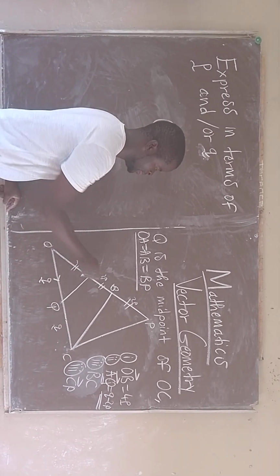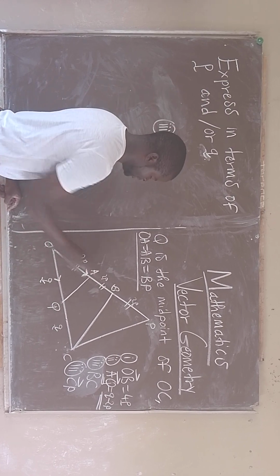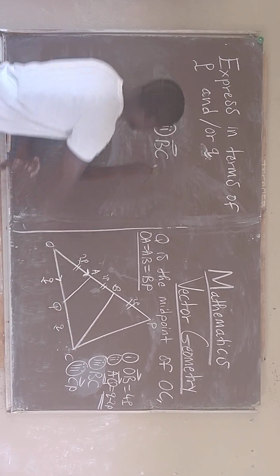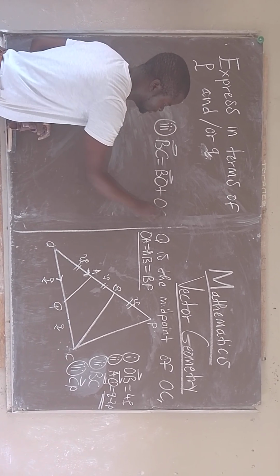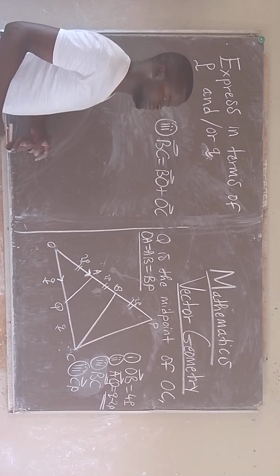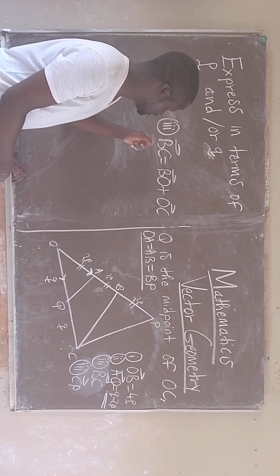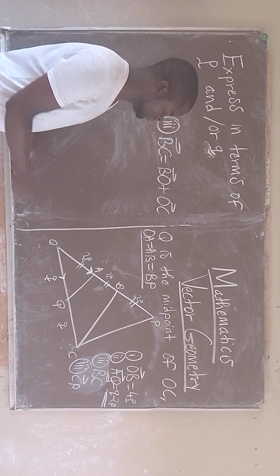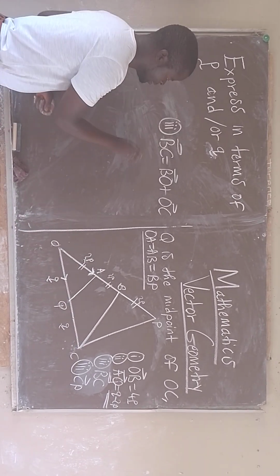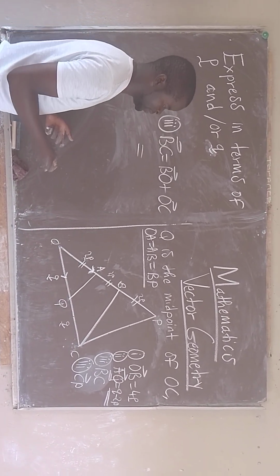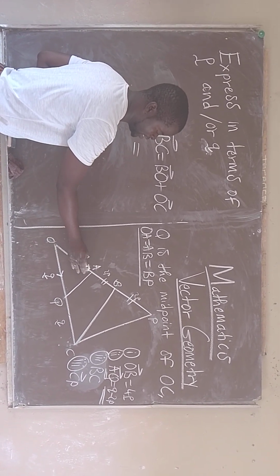So we are going to say, moving from B going to C, we can say B O C. So this is the expression of the route that we are going to take when we want to find the expression of a vector BC. We are moving from B to O to C. So now, if this is the route, therefore BO, we are going to go against the direction.